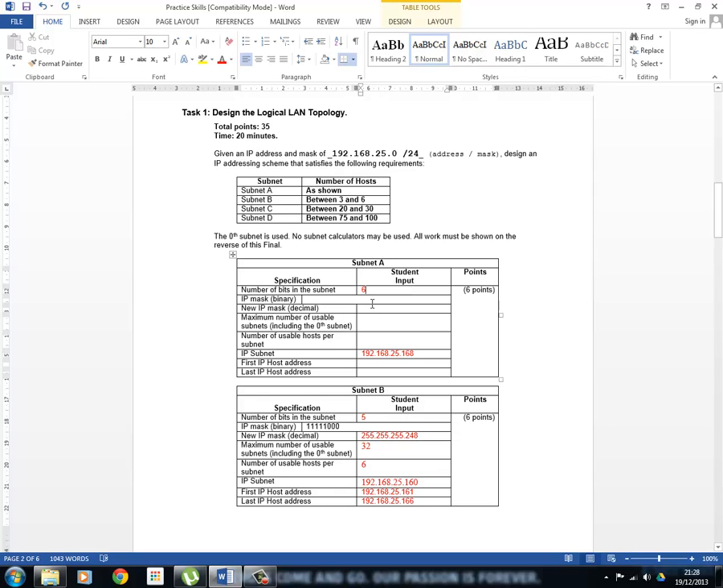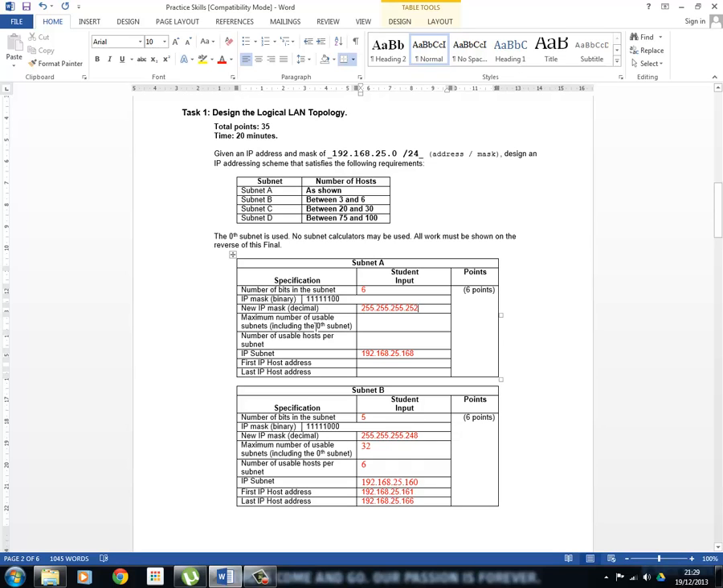Okay. IP mask in binary? Well, again, how many bits have we used? 6. So that is equal to 6 ones. 1, 2, 3, 4, 5, 6. And then 0, 0. New IP subnet mask. So it's going to be 255.255.255.252. Okay? Because we add everything up from 128 right down to 4. Or the easier way of doing it is actually take 4 away from 256. Okay, there's 2 ways you can do it. So the answer to this is 255.255.255.252.